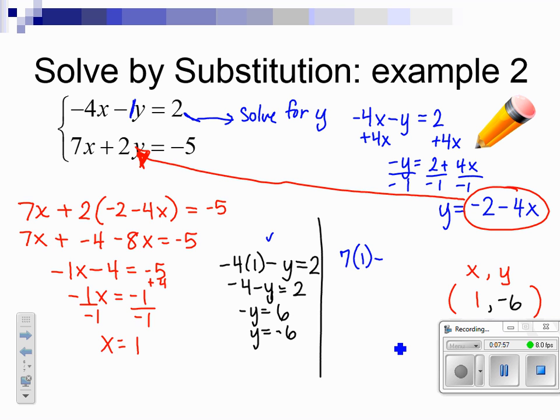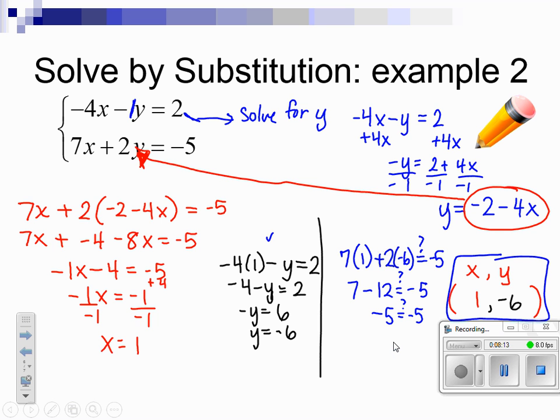7 times 1 plus 2 times negative 6. Does that equal negative 5? That's always the question. 7 minus 12, does that equal negative 5? And so does negative 5 equal negative 5? Yes, it does. So that is my solution. All right, let's try one more.